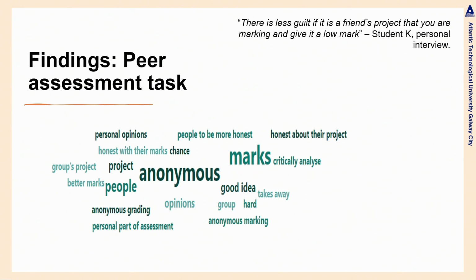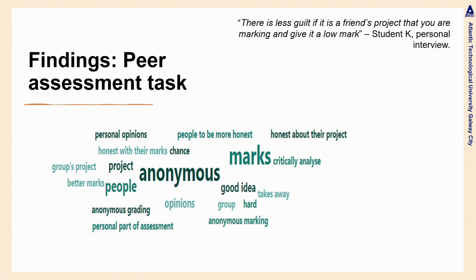So the final task was the peer assessment task. This is where, for the brand management project, the group of 4 were given a project from another group and had to correct it. A few things here. One, the rubric is so important. I gave them a very detailed rubric for correcting someone else's project, and it was the same rubric I used to correct their projects. They said that was very important because it gave them confidence in their marking. You can see a comment by student K in the personal interviews.